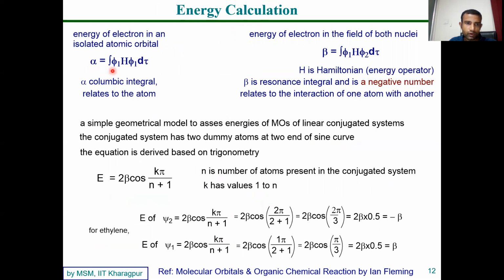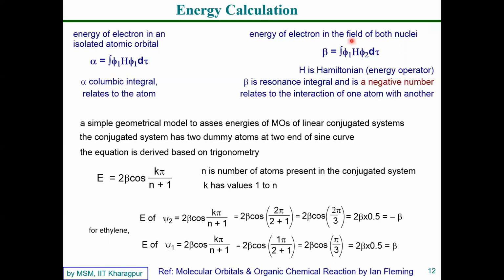From quantum mechanics, we define alpha as the Coulombic integral. It is the integration over whole space of phi 1 H phi 1. This phi 1 is the same atom's orbital, so this is related to the energy of an electron in an isolated atomic orbital, phi 1. H is the Hamiltonian operator, which is called the energy operator.